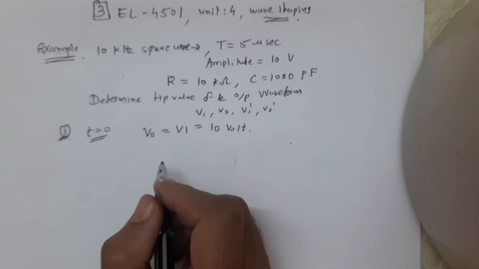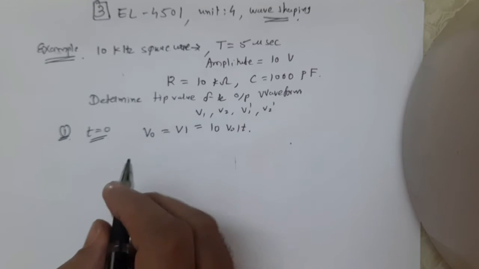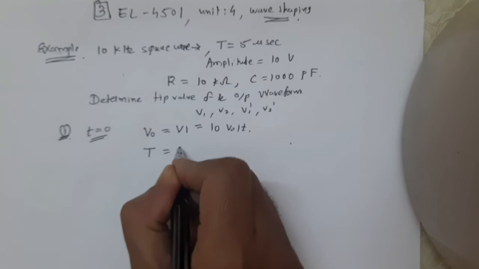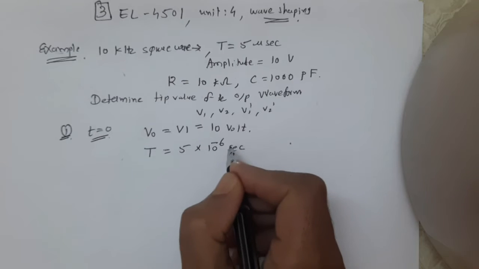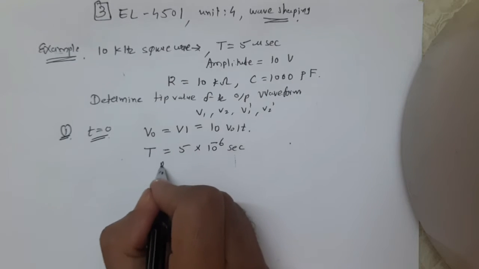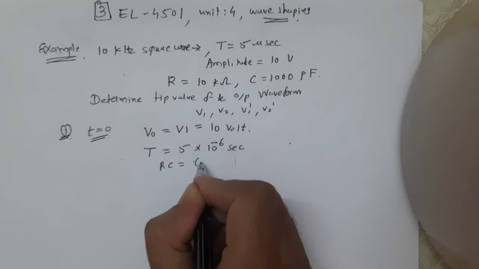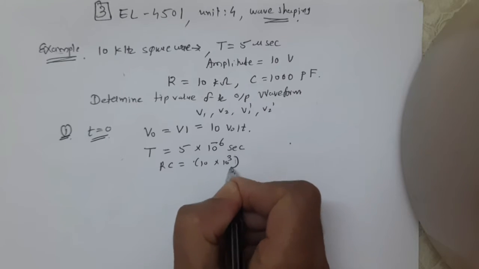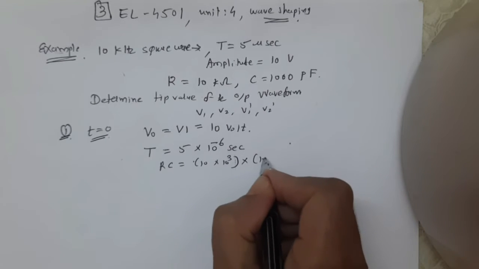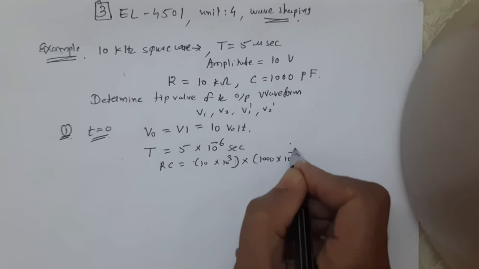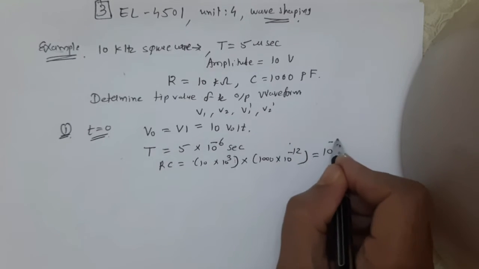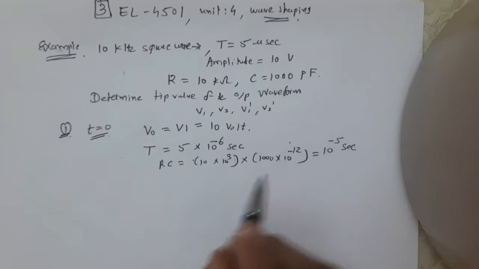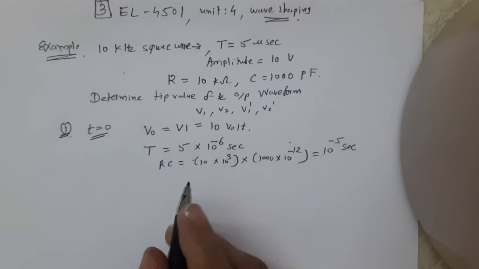Now, given the period of the wave T is equal to 2 into 10 raised to minus 6 second. So RC is equal to 10 into 10 raised to 3 into 1000 into 10 raised to minus 12 farad, and this is equal to 10 raised to minus 5 second.